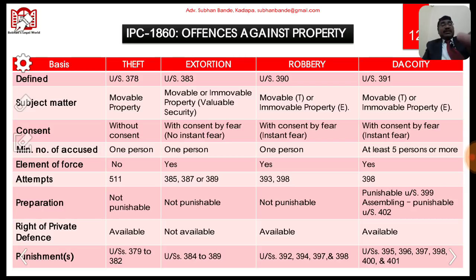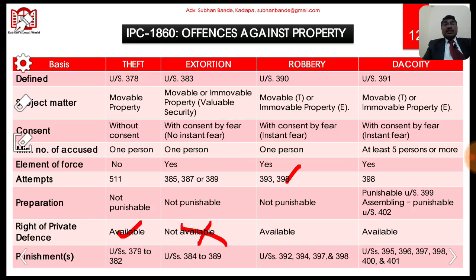Here, the right of private defense is available in case of theft. In case of extortion, the right of private defense is not available. Why? Because there is no instant fear under extortion. I will see your end unless you deliver your product to Mr. X. These are the threatening statements given by Mr. A. Here there is no instant fear.